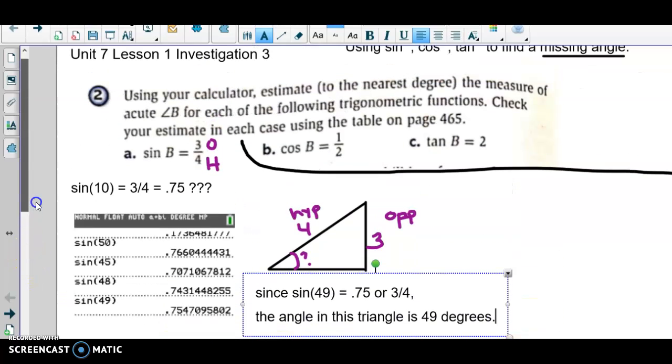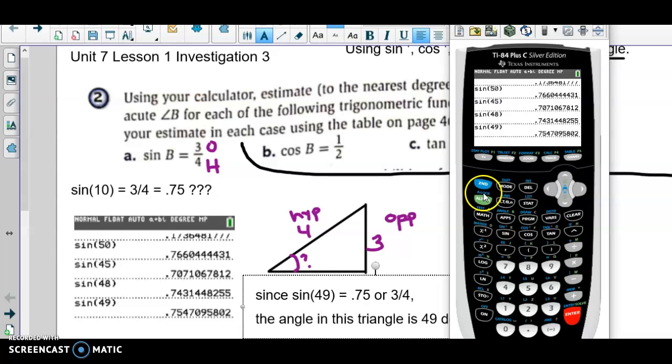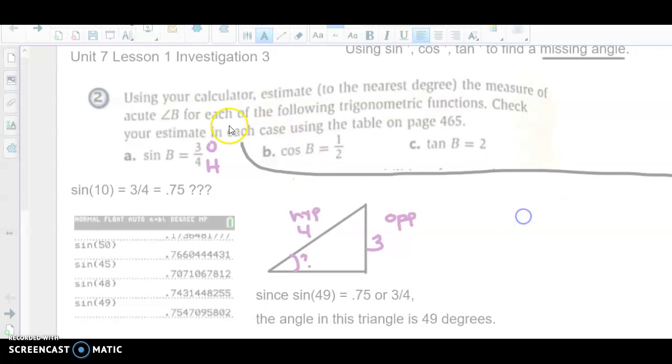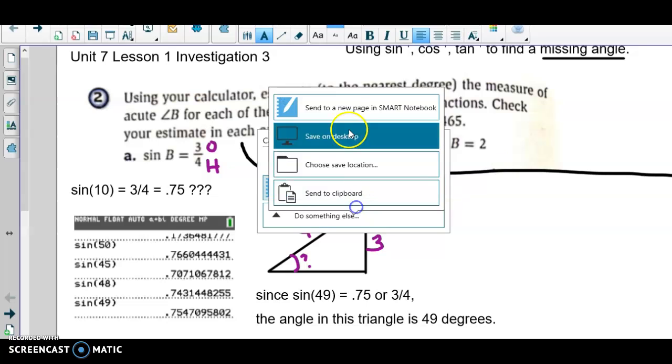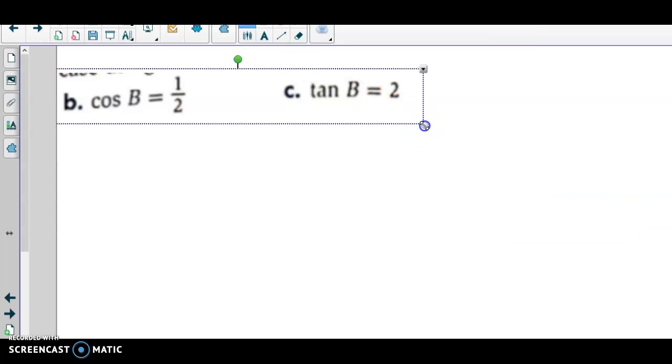Now this is where we're going to get into how to solve this without using guess and check. I'll give you a hint: what button do we use to solve it? But let's look at these other two problems to make sure we're on the right track. I'm going to put these on a new page. For both of these, let's visualize our triangles.